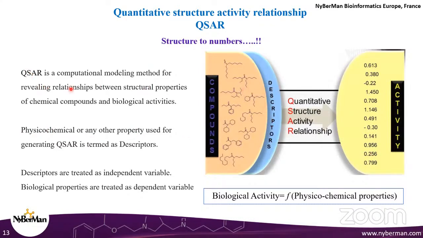So QSAR is a technique where we use a computational modeling method for revealing the relationship between a particular structure property of a compound and its biological activity. Fine. So descriptors are treated as independent variables. It's a function of physicochemical properties. For example, I want to know whether my compound, for example curcumin, has an anti-cancer activity or not. I can check with its physicochemical properties. Based upon the physicochemical property, I can predict its activity. So descriptors play a huge role over there.